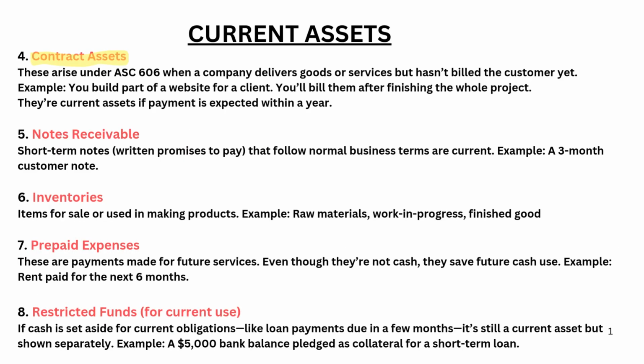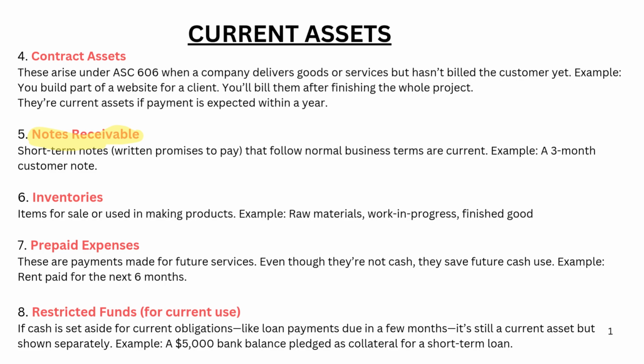4. Contract assets, from ASC 606. These come up when a company delivers part of a service but hasn't billed the customer yet. Example: a web developer builds part of a site and will send the invoice after the full project is done. If the payment is expected within a year, it's a current asset. 5. Notes receivable. These are formal written promises from customers to pay, usually with interest. Example: a 3-month promissory note from a customer, that's a current asset.